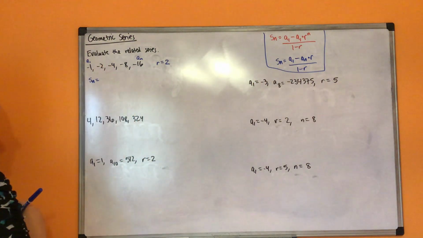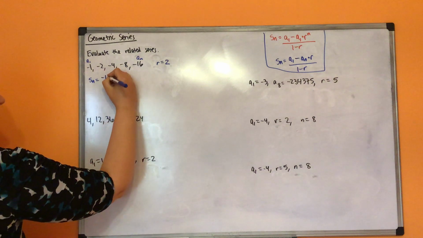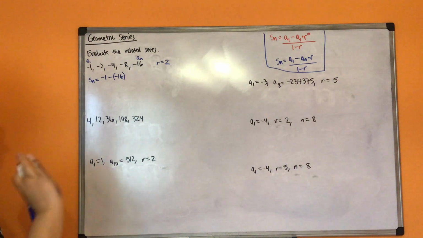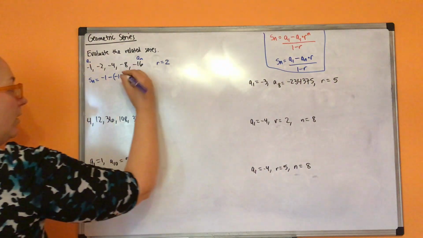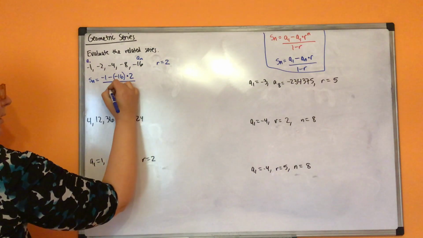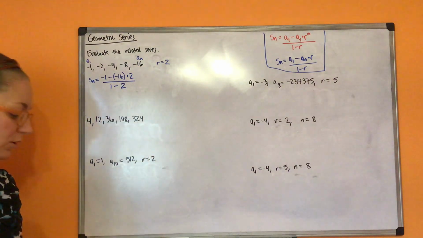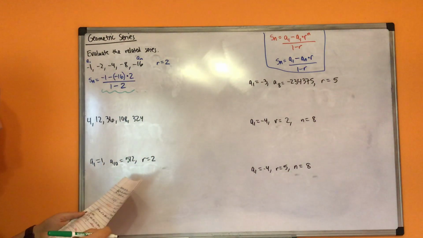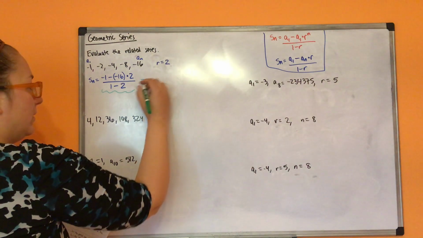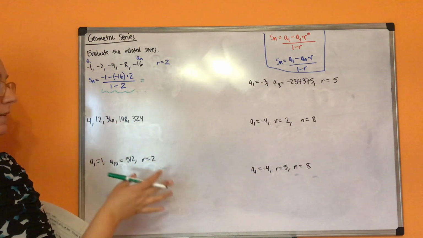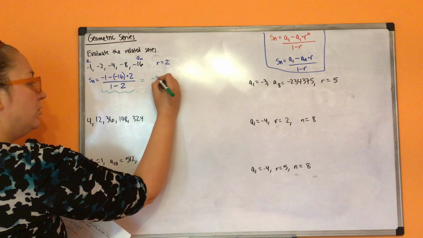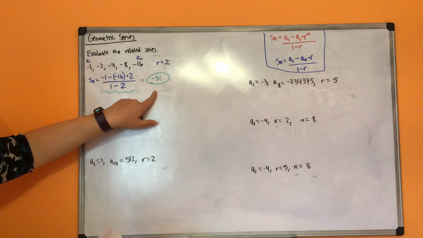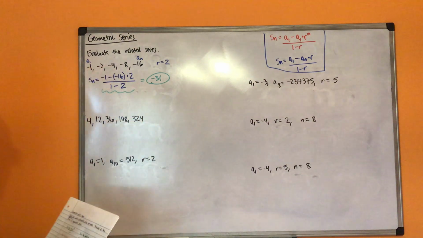I'm finding Sn. A1 is -1 minus AN, which is -16. I'm going to put that in parentheses so I don't leave out a negative sign. Times R, which is 2, over 1 minus R, which is once again 2. From here, you can type everything into Desmos exactly the way you see it. As long as you do all your signs correctly and you have all your parentheses and everything in the right spot, you should get -31. That one, the Sn isn't terribly large, but notice the numbers in the series aren't very large either.